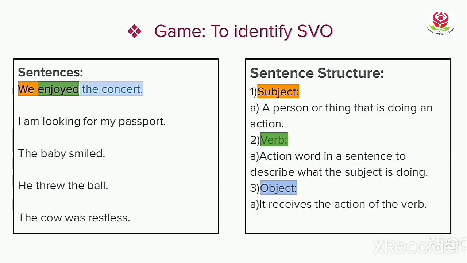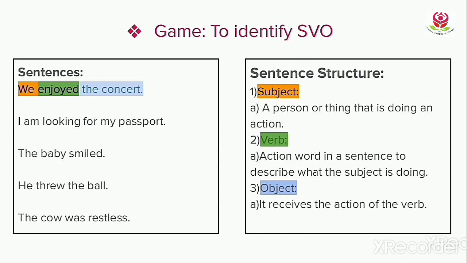So children, you can look at your left hand side where I have done one example for you. You can even use certain colors to highlight subject, verb and object. We is a subject because we is the doer of the action. Enjoyed is the verb, it's an action word. The concert is the object, it is receiving the action of the verb, and the rest of the sentences are given to you to solve, to identify. This is a small game for you.